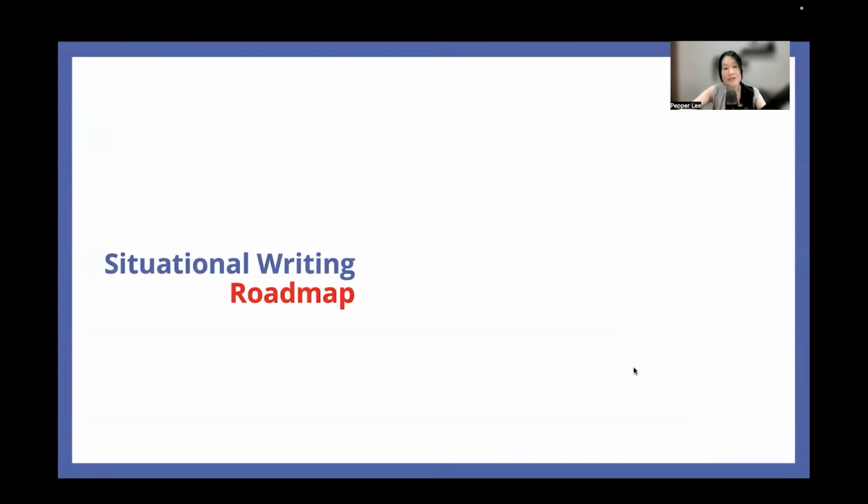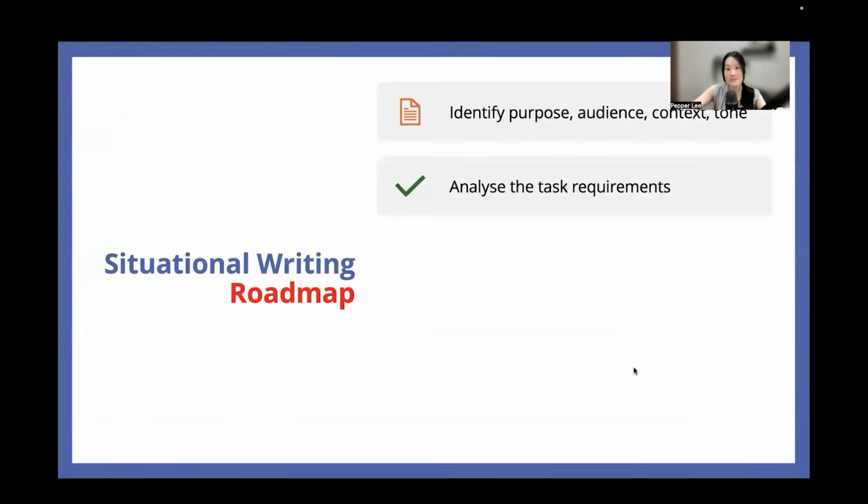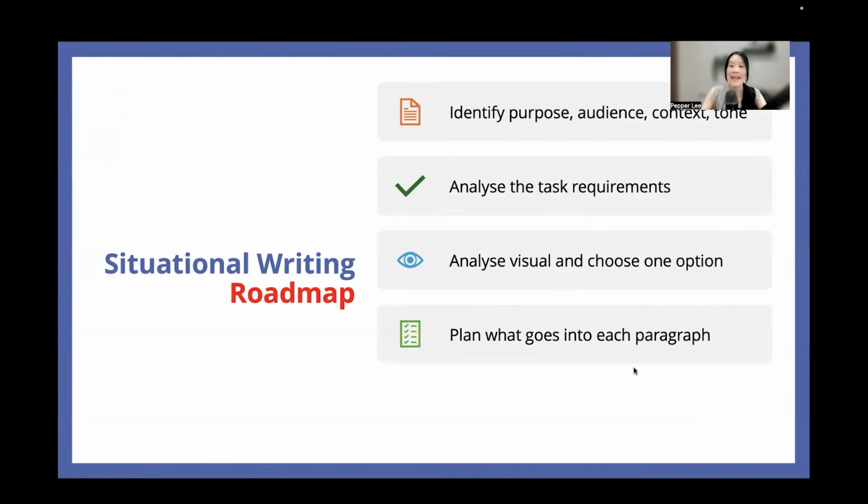So when you are given a situational writing assignment, the first thing you need to do is to identify the purpose, audience, context, and tone. Next, unpack the task requirements. Thirdly, take a look at the visual and choose a suitable option. Next, plan. Unfortunately, too many students skip this step.